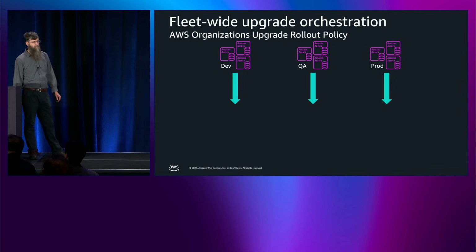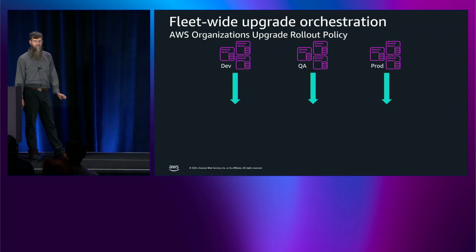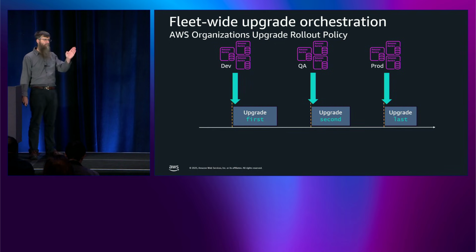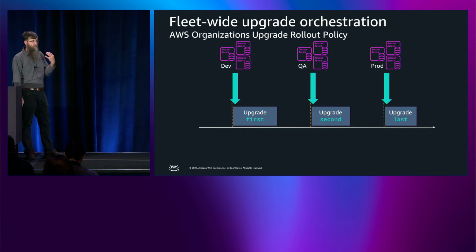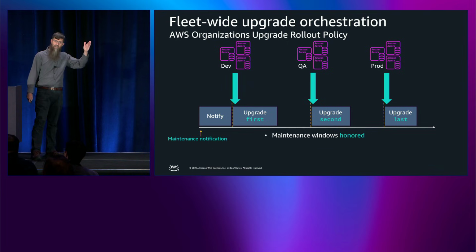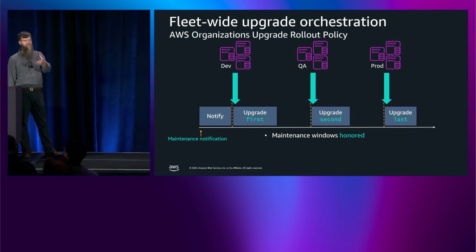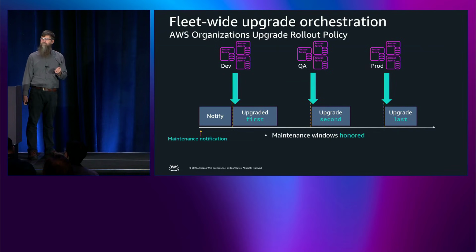So what we did was we've announced this AWS Organizations Upgrade Rollout Policy just last week to tackle exactly this problem. So here we have our same 3 environments. And what we've done is we want to break them into 3 waves. First wave, second wave, and the last wave, which is really what you were trying to express to me anyway, I think. So what's going to happen is, first we'll notify you, give you a maintenance notification, just like we did before. And then we'll wait for the maintenance window for all the resources in that first wave to come along. And then we'll upgrade all of those instances in the first wave.